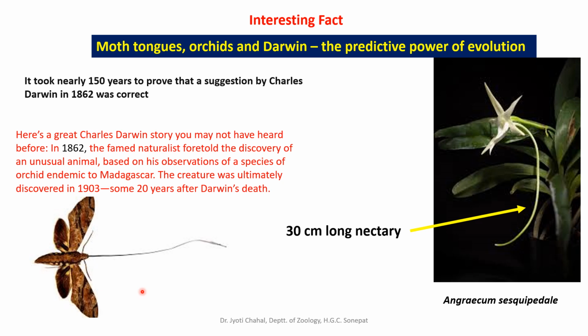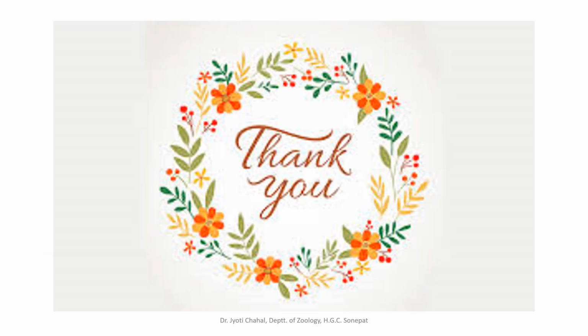So this was the interesting fact, and this shows the power of functional morphology study. So this proboscis length is a morphological feature which serves an important function, that is matching the length of this nectary, and this moth is the only organism which can pollinate this flower. Okay, so thank you.